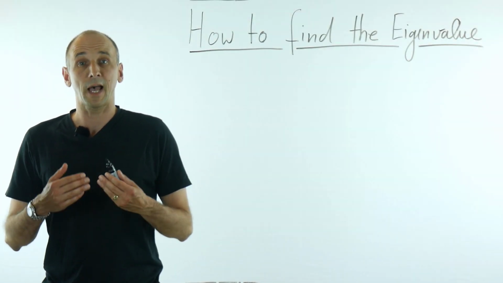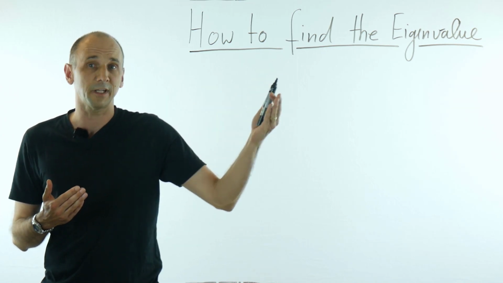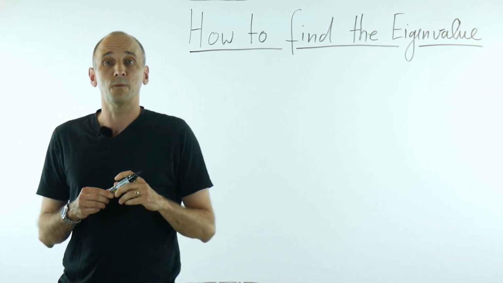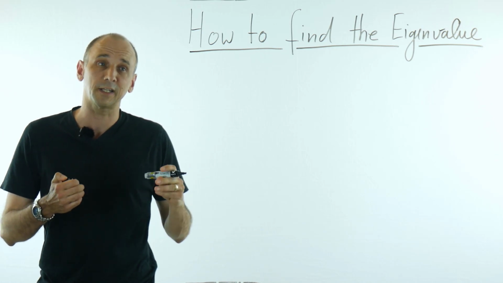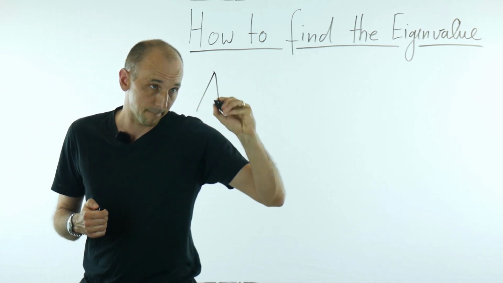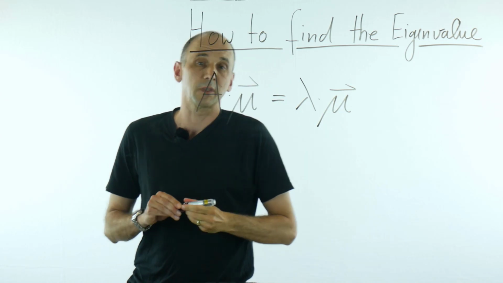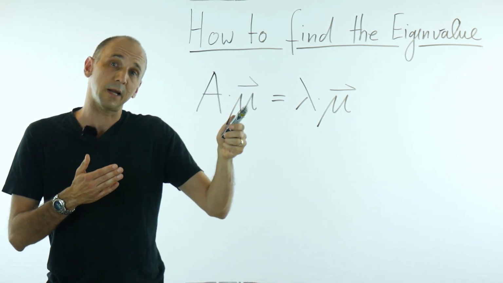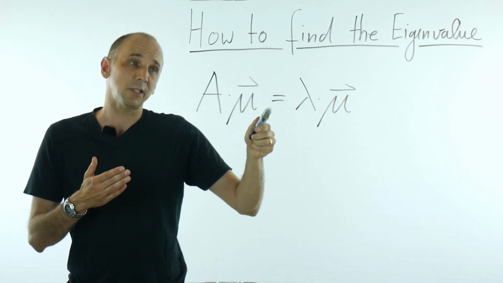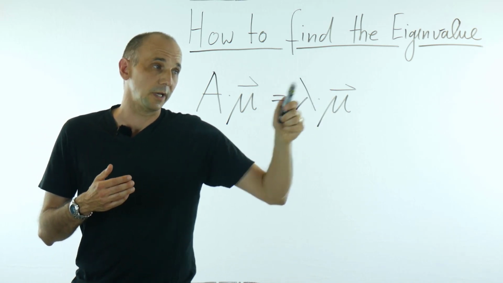The next question is, how can we calculate the eigenvalue? How do we find the eigenvalue? We have to start with our eigenvalue equation, which is matrix times eigenvector is equal to eigenvalue times eigenvector.